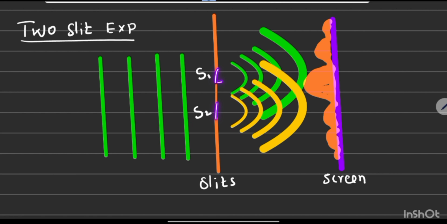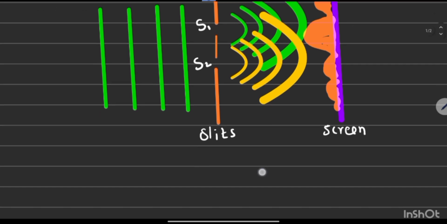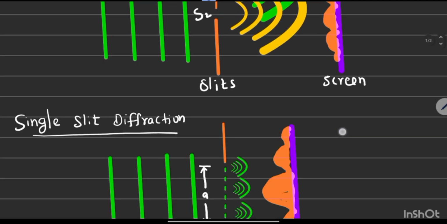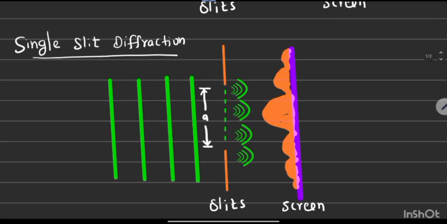Now when these wavefronts approach the screen, they will propagate as spherically diverging wavefronts, and each of them is going to constructively and destructively overlap with each other and produce this interference pattern on the screen. Now consider the single slit diffraction setup. Here we have a single slit of width a that is illuminated by an incoming plane wavefront.